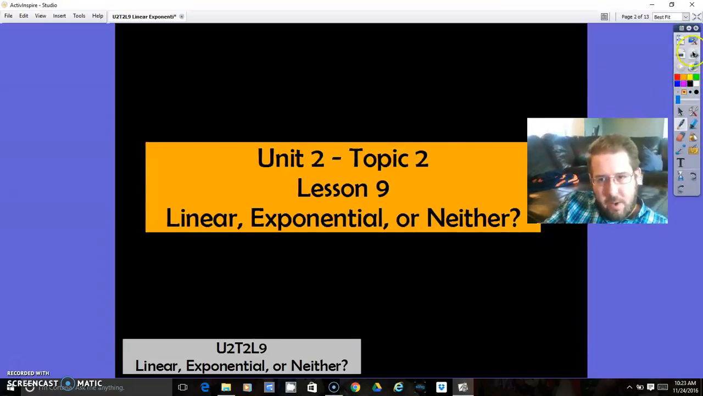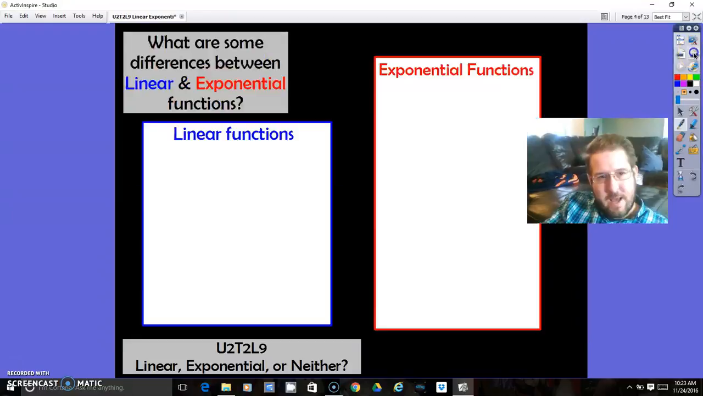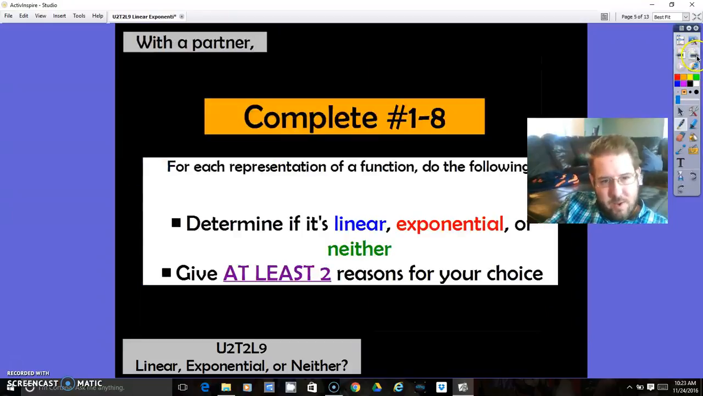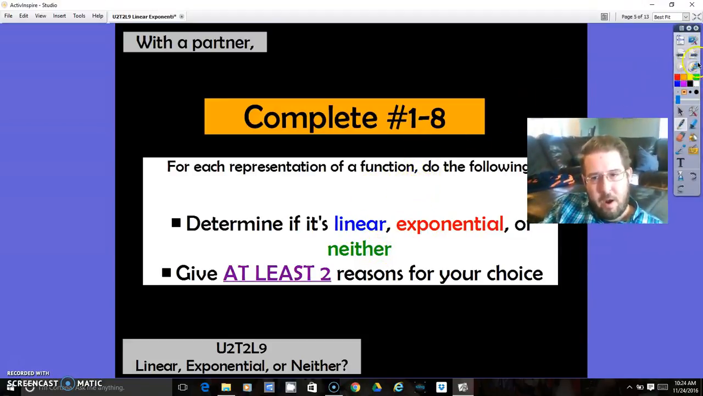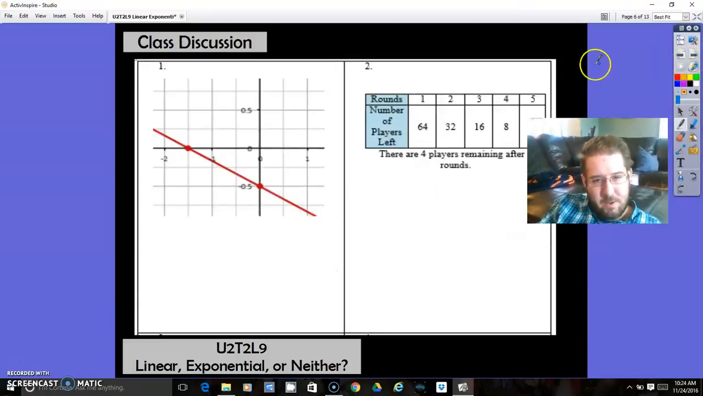All right, pretty quick and easy warm-up, and this lesson is actually a pretty good lesson as well because we're going to be determining if it's linear, exponential, or neither. Linear, remember, is an arithmetic sequence, meaning it's equal differences over equal intervals. Exponential functions are equal factors over equal intervals, meaning it's multiplication, it's a geometric sequence, and neither would be anything else that's not one or the other, or could be both if we are given that possibility, which we'll talk about in a moment.